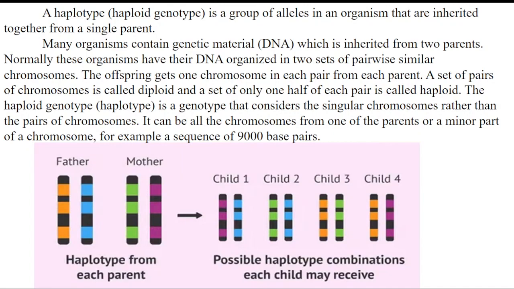Each can be all the chromosomes from one of the parents or a minor patch of a chromosome, for example, a sequence of 9,000 base pairs.